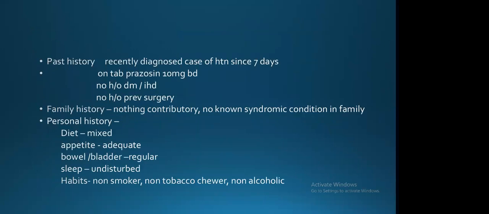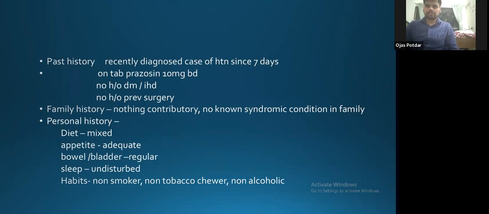Past history: patient is a recently diagnosed case of hypertension since 7 days and on tablet prazosin 10 milligram twice a day. No history of diabetes mellitus, ischemic heart disease, no history of any previous surgery. Family history, predominantly nothing contributory. No known syndromic conditions in family. Personal history: diet is mixed, appetite is adequate, bowel and bladder are regular, sleep is undisturbed, and patient is a non-smoker, non-tobacco chewer, non-alcoholic. So which syndrome will you connect with this disease, if you want to?